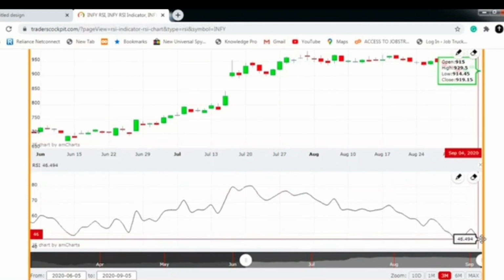Okay. So in Moneycontrol, the value is less. The value is 46.944. It is the value at September 4th. Okay. Not expecting a turnaround for this RSI. I think the stock will continue to be overbought. Sorry, it is not overbought, it is oversold, continuing to be oversold.